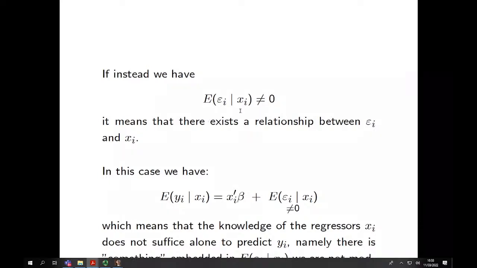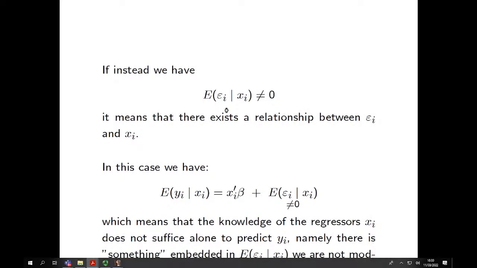If we find that the expected value of the error term conditioning on the regressor is different from 0, what is the interpretation of this expression? The interpretation is that there is some kind of link between the error and the regressors. The regressor says something not only on y, but also on the error term. So the price of gasoline not only determines the quantity of gasoline, but also, say, the demand shock.